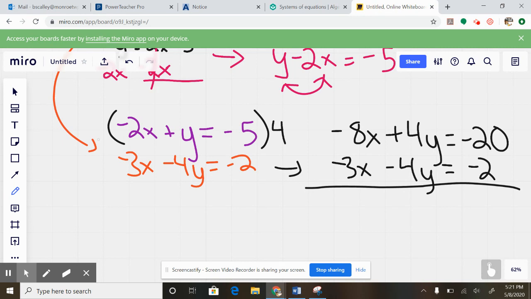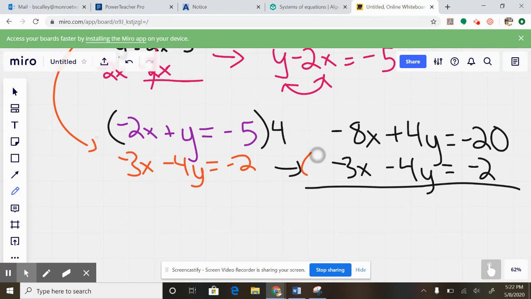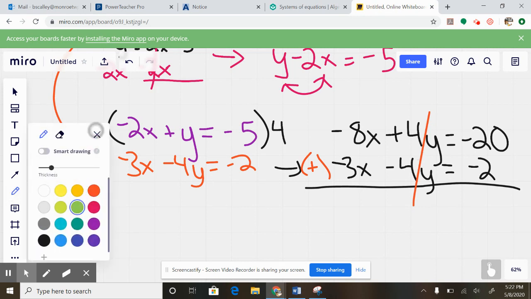And now I did that. The whole reason I chose to multiply by 4 is because you see I have matching coefficients here. Well, I have a positive 4 and a negative 4, but that means if I were to add these two equations, the positive 4y plus negative 4y just cancels out. That's the whole point of elimination. I eliminated the y variable. So now I have to keep going.